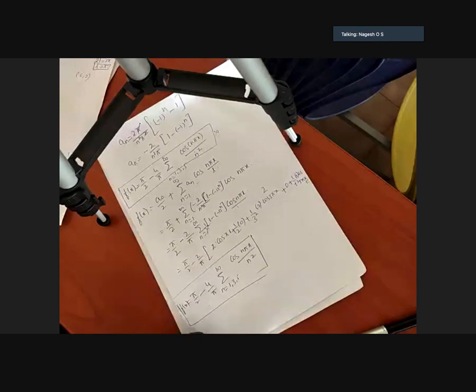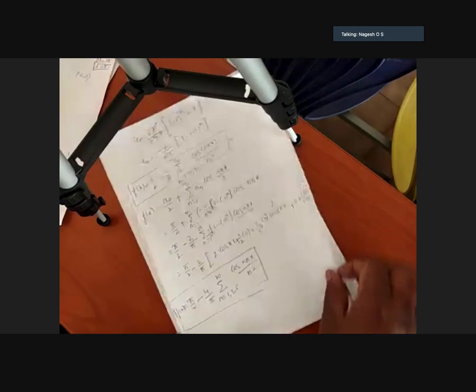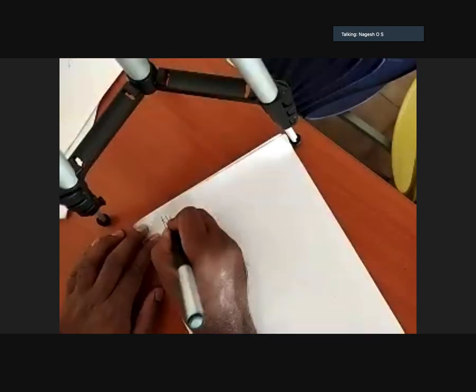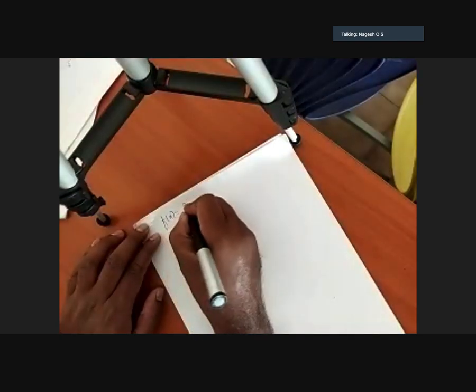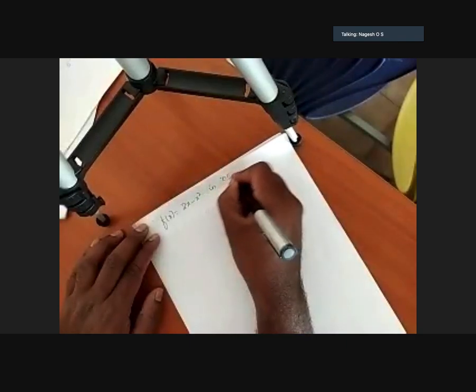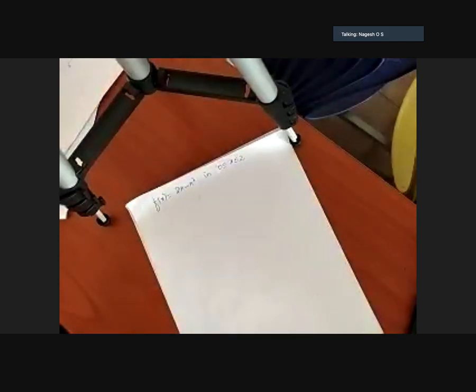We'll go to the next problem. Obtain the Fourier series for the function f of x equal to 2x minus x square in 0 less than x less than or equal to 2. Okay, this is the given problem.